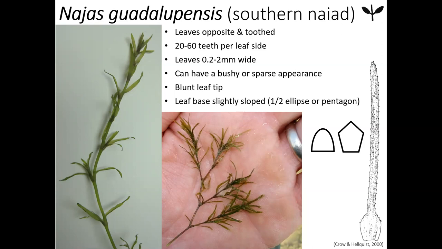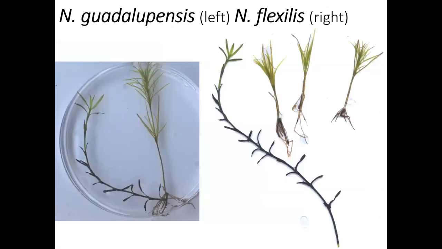And then again, this can have a more bushy or sparse appearance. Typically, guadalupensis is going to be less branched than Naias flexilis. And again, these leaves are going to be wider than Naias flexilis. There is a bit of overlap, but typically you'll see these leaves more in the 2 millimeter width range. Next. So here's just a comparison between Naias guadalupensis and Naias flexilis. In each picture, guadalupensis is on the left and flexilis is on the right. As you can see in these pictures, guad is much more stout, and Naias flexilis is more bushy and maybe more whimsical than the guad.